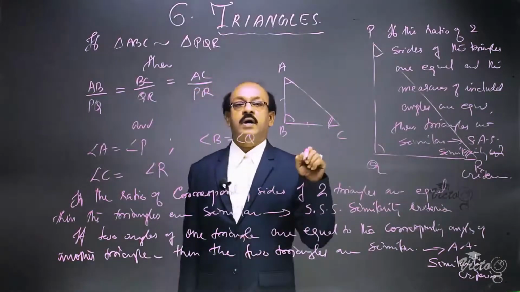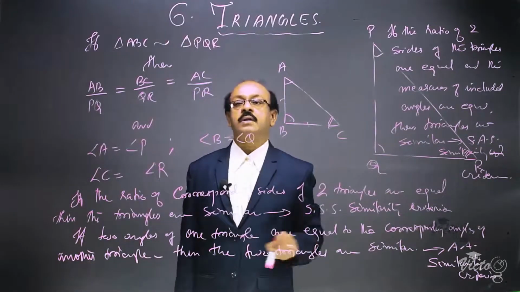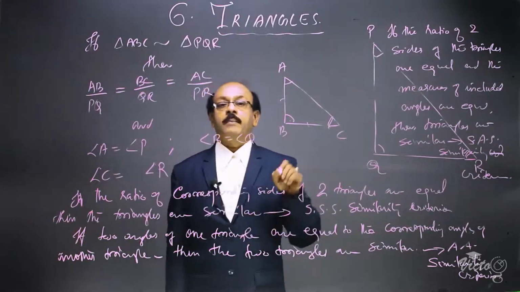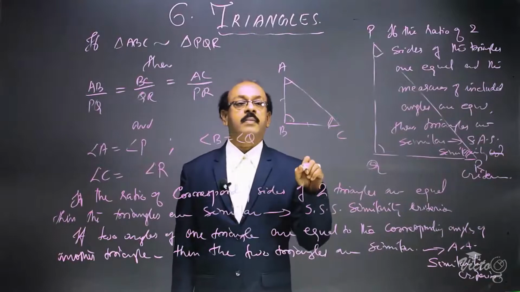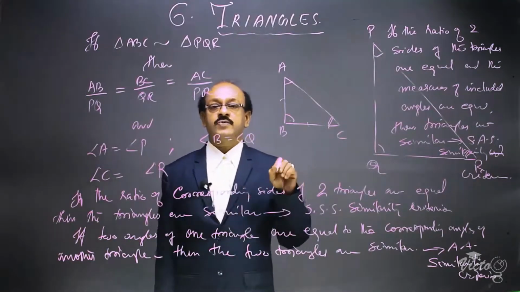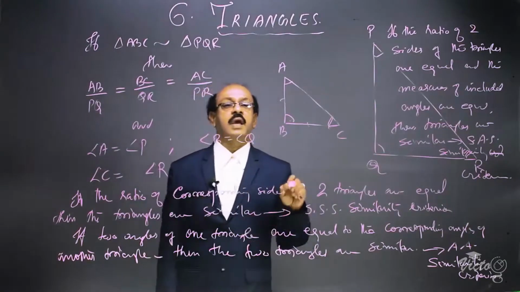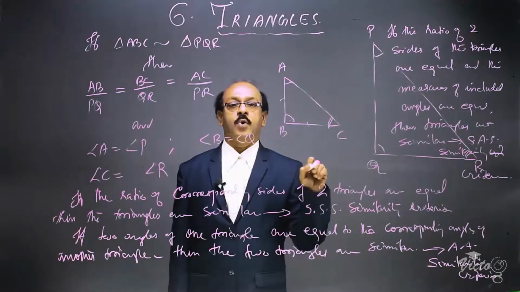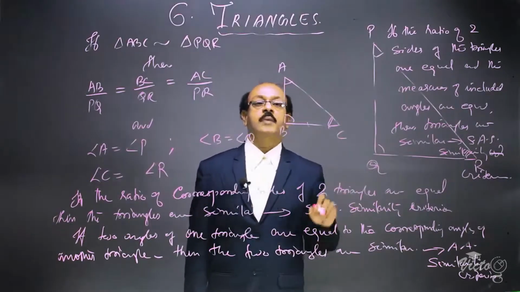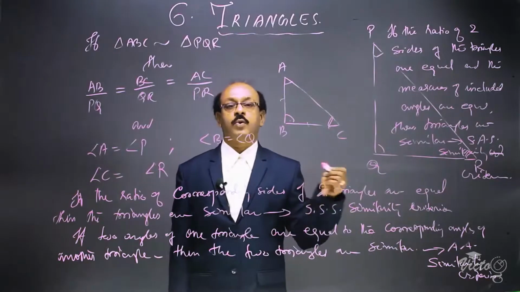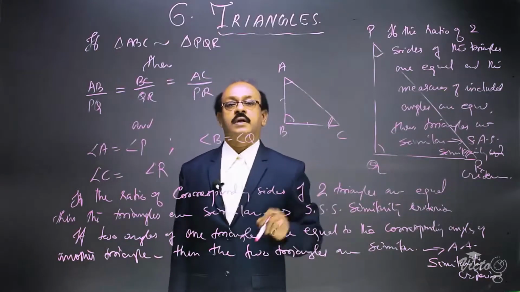Now we are going to prove one important theorem which is called the basic proportionality theorem. In other words, it is also known as Thales theorem. The theorem was found by the scientist named Thales, so it is also known after his name. That is Thales theorem or basic proportionality theorem. Its short form is BPT. Next we are going to prove the basic proportionality theorem.